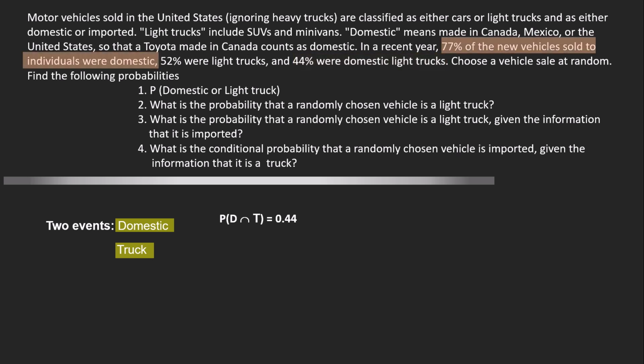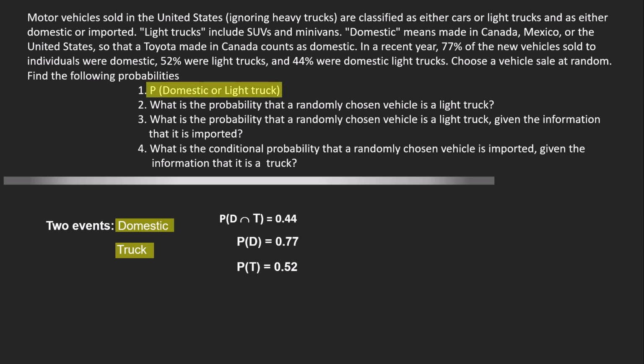77% of the new vehicles sold to individuals were domestic. That is the probability of domestic. It is 0.77. 52% were light trucks. That is the probability of truck is 0.52.